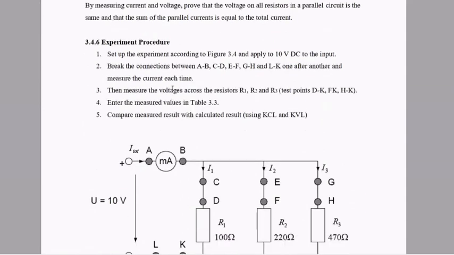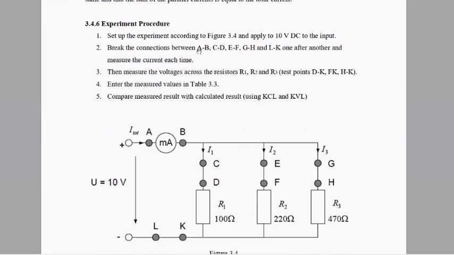The experiment procedure. Set up the experiment according to figure 3.4 and apply 10 volt DC to the input. Break the connection between A, B, C, D, E, F, G, H, and K, one after another, and measure the current each time. Okay, one after another means we need to do it one by one.